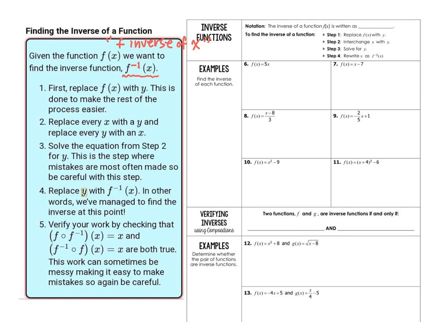First, we're going to replace f of x with y, like regular equations with y equal. After that, you replace every x with a y, and solve the equation for y. And after you solve that equation, you're going to replace y with our inverse notation, f inverse of x.